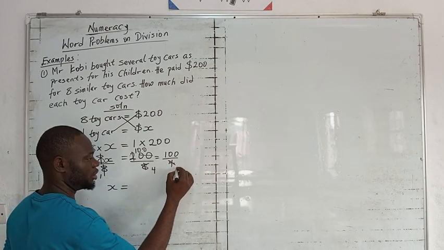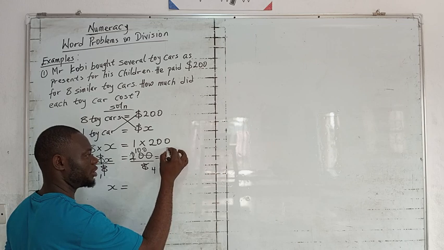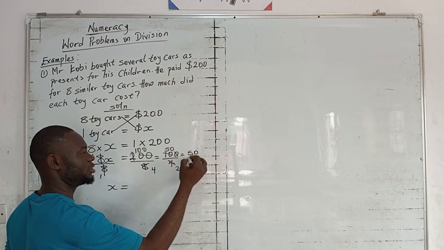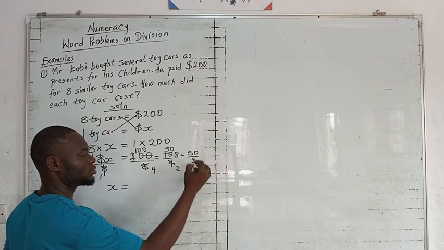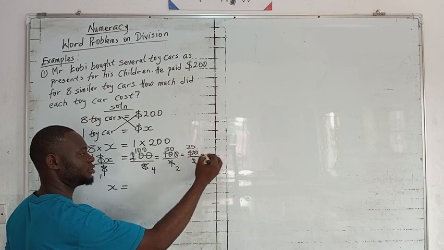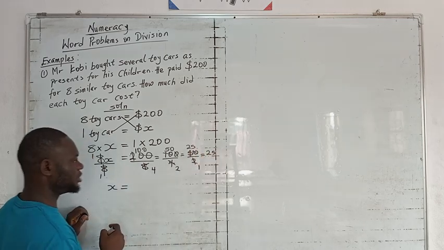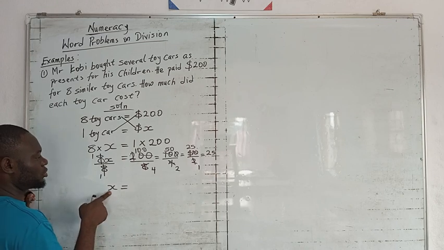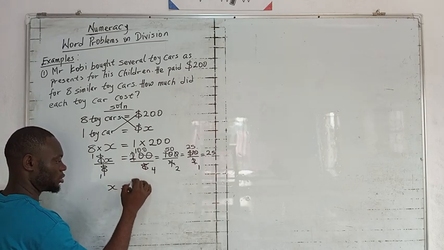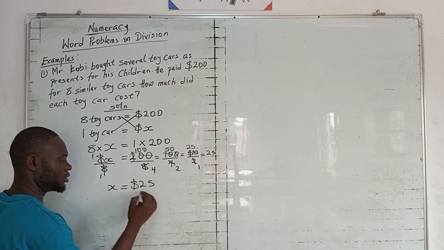Let's go again. 2 here, 2. 2 here, 5. 2 here, 0. 50 over 2. 2 here, 1. 2 here, 2 remainder 1. 2 here, 5. 25. What it now means is that one toy, which is now X, is $25.